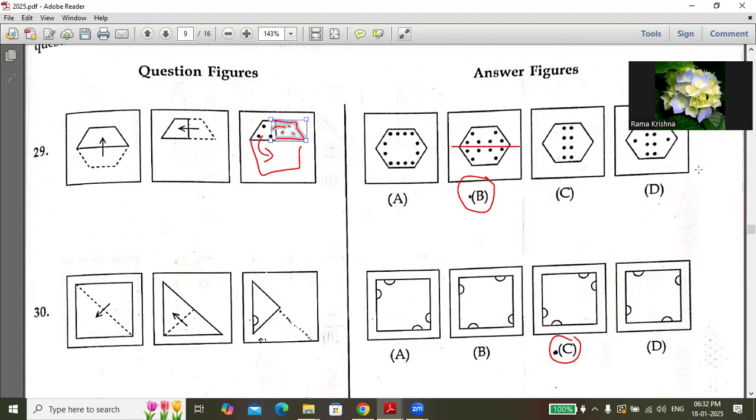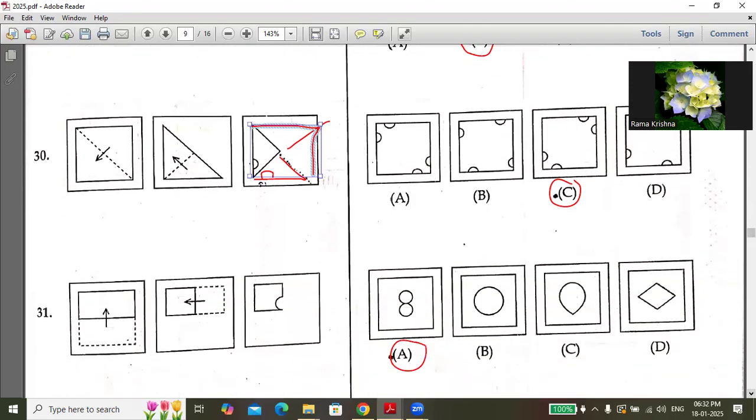Next. So this is 4-folded paper. When you open it diagonally, it will come towards this side, like this. And when you open it again completely, this will be like this line. So these dots will come here and here. So the answer is C. The top circles will come there.